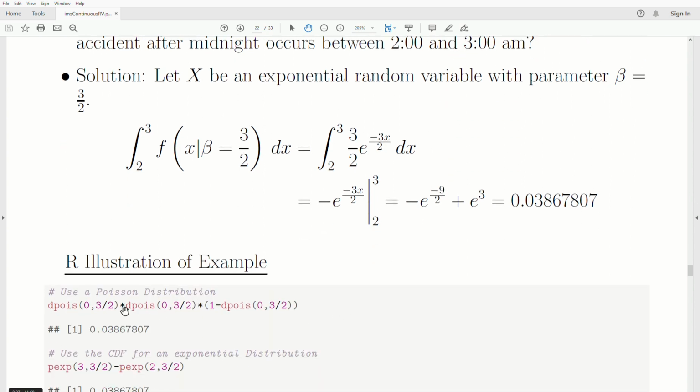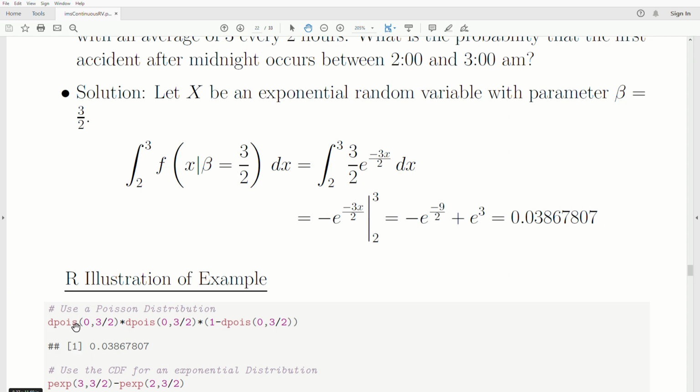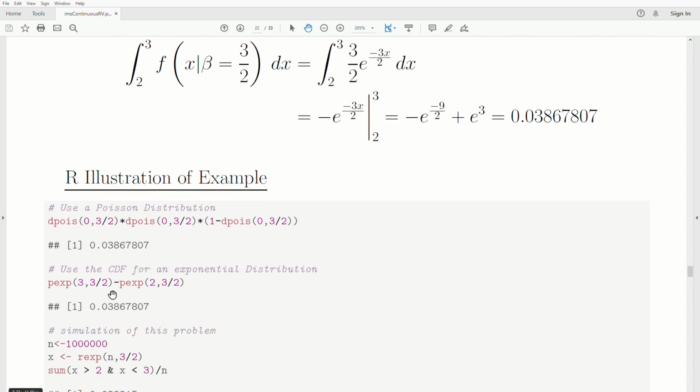So if we set up the Poisson, the dpois is the density of a Poisson evaluated at 0, and the mean, lambda, is 3 over 2. So that represents midnight to 1. This is 1 to 2, and then 1 minus that at 0 is at least 1 event occurring from 2 to 3. Take that product, and it's the same, 0.038. We got the right answer.